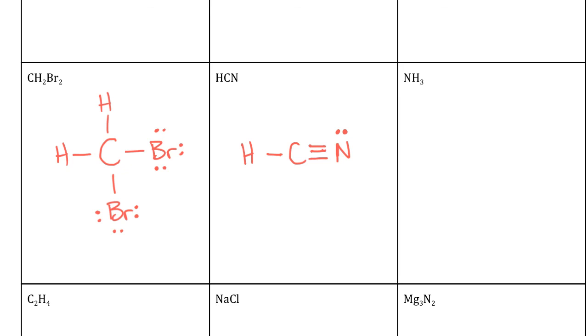Double check the number of electrons in total. So hydrogen has 1, and then carbon has 4, and then nitrogen has 5. So that equals 10. If you count them all up, there should be 10. 1, 2, 3, 4, 5, 6, 7, 8, 9, 10. Perfect. 10 electrons that are shared. Each atom satisfies the octet rule, so this should be the Lewis structure for HCN.